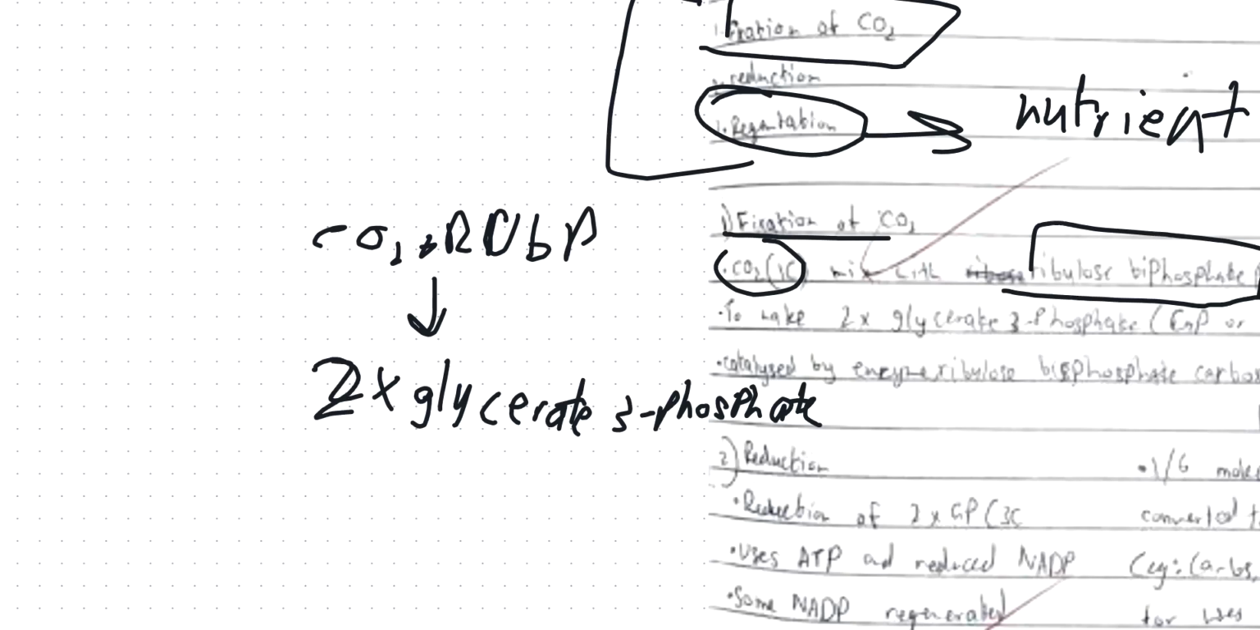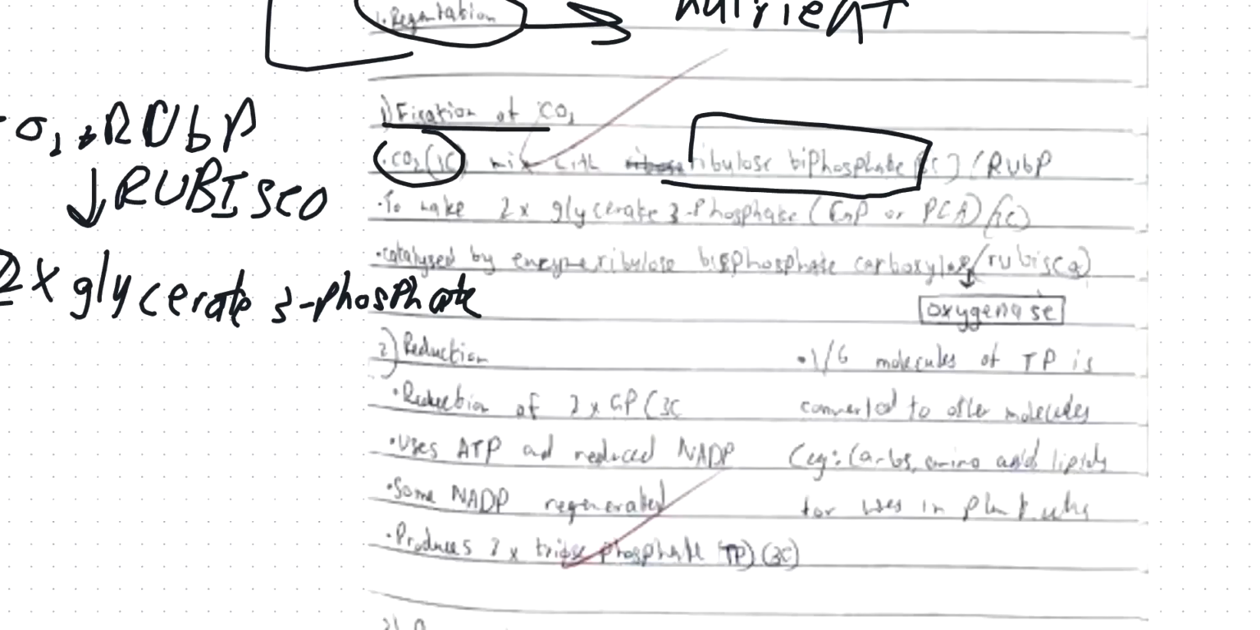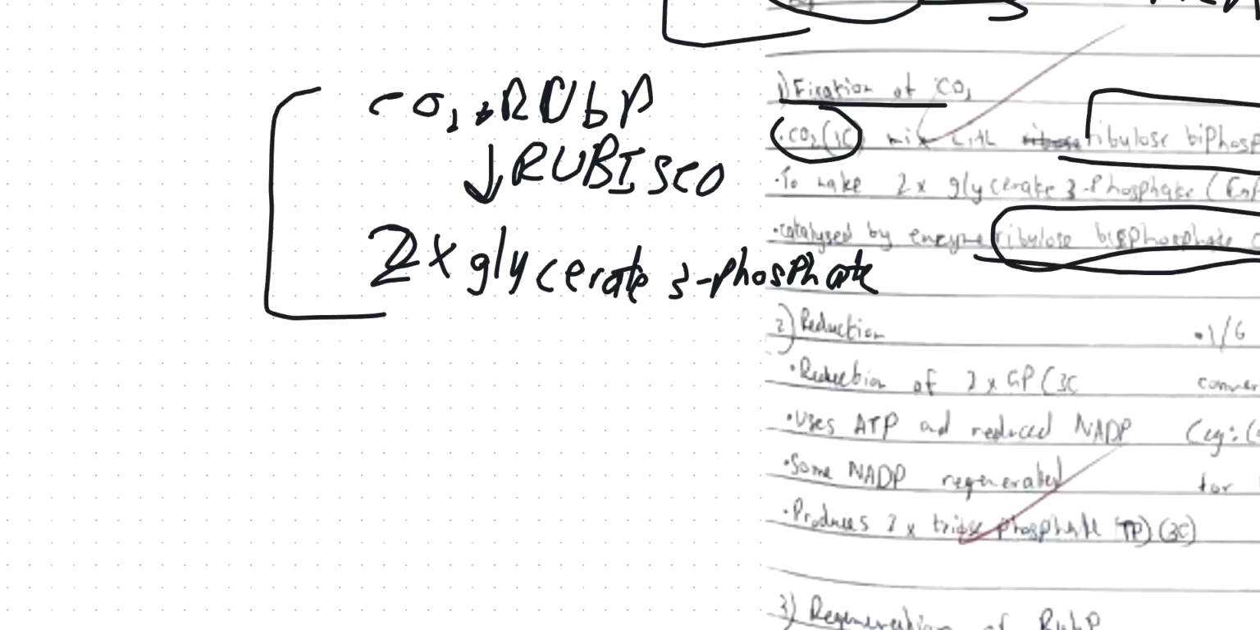This reaction is catalyzed by an enzyme called Rubisco. Rubisco is the short form. You have to know both the names, the short and the long. Basically, Rubisco is ribulose biphosphate carboxylase oxygenase. You have to memorize this name, ribulose biphosphate carboxylase oxygenase. This entire thing is an enzyme. So this reaction is catalyzed by this enzyme. This step is known as fixation of CO2.